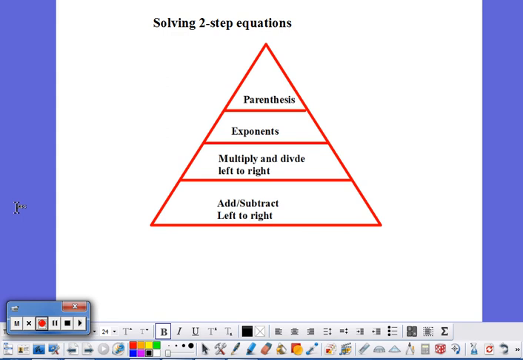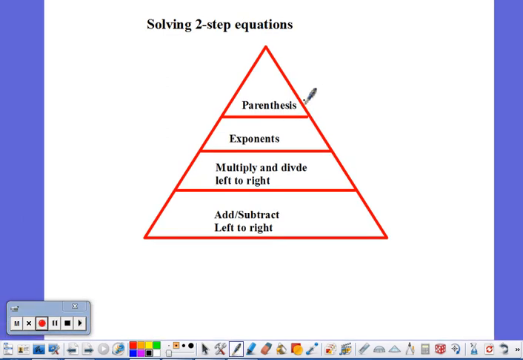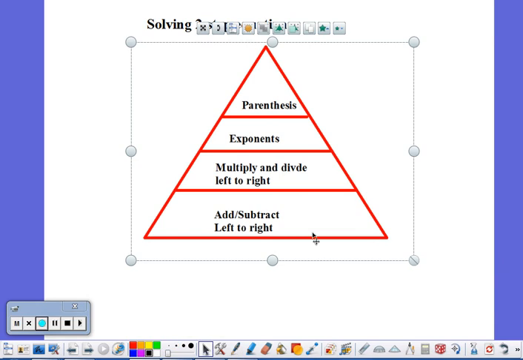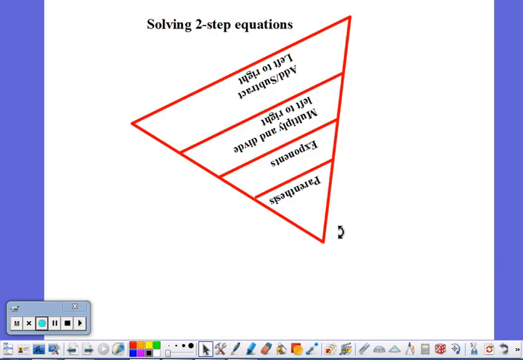It basically means it's the hierarchy trail, so you start with parentheses, then you move to exponents, then you move to multiply and divide left to right, you move to add and subtract left to right, whichever comes first. Well, today, solving two-step equations basically means we're going to take this triangle and we're going to reverse it.